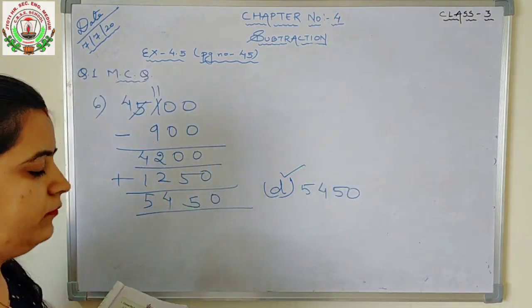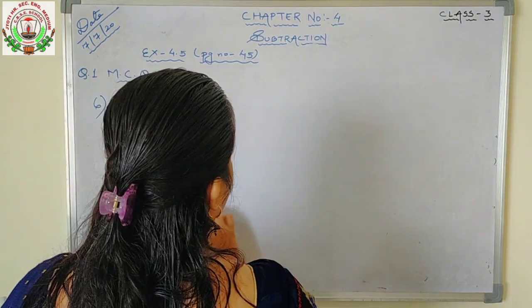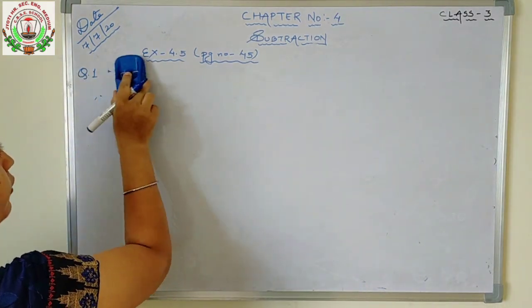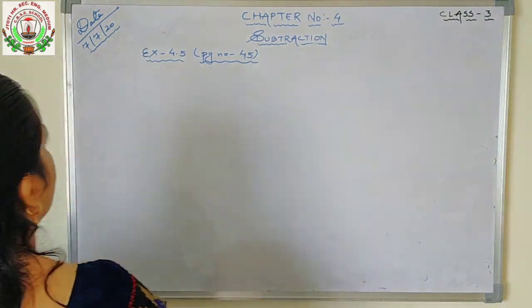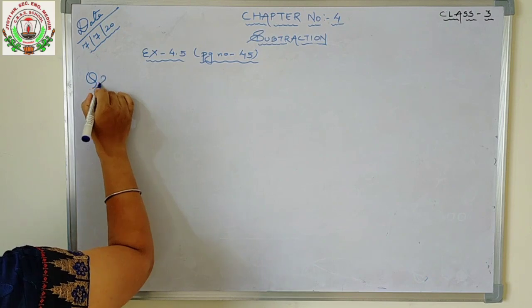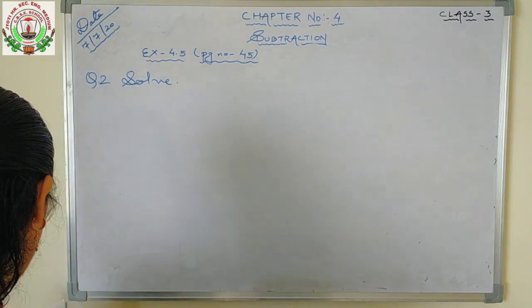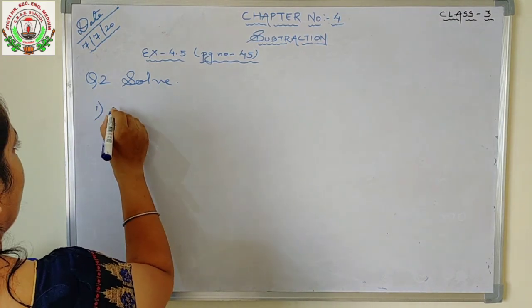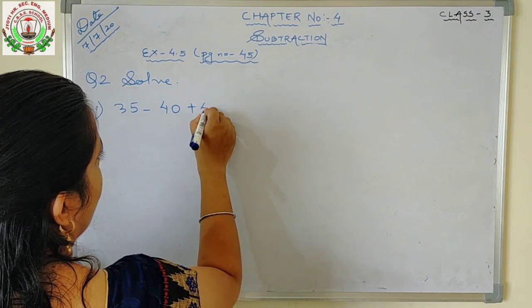Okay. Now question number 2. Question number 2 is solve the following. By using the BODMAS rule, we have to solve the following. Okay. What is question number 2? Question number 2 is solve. First, 35 minus 40 plus 48.